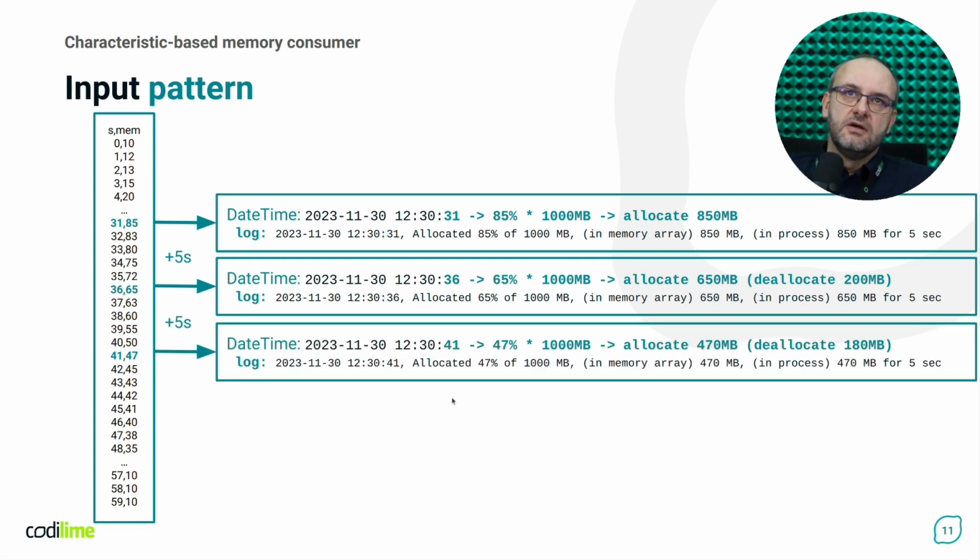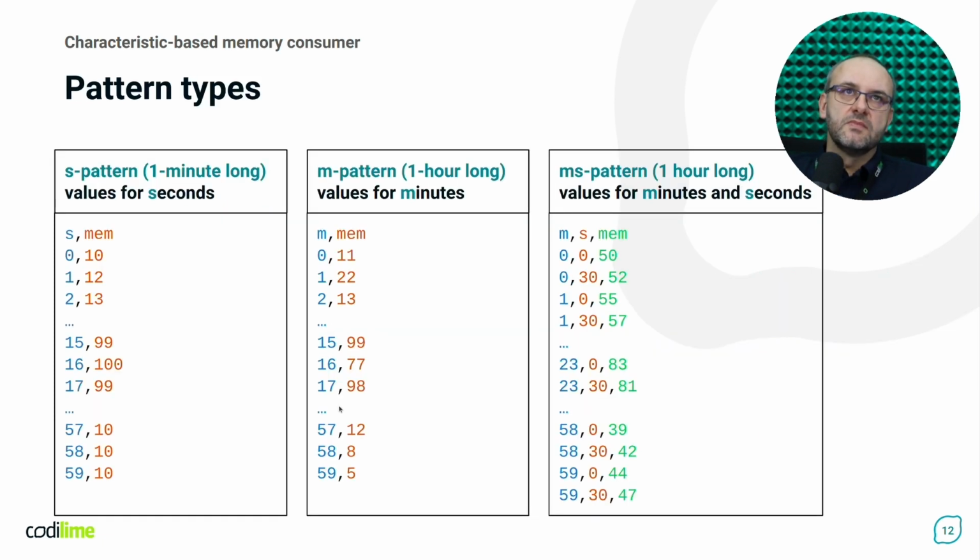By default, the application is running in the mode of the continuous loop. We could create other patterns. S patterns are used when we are expressing the values for seconds, M patterns when we are expressing the values for minutes. In that way, we could obtain the 1 hour long pattern.